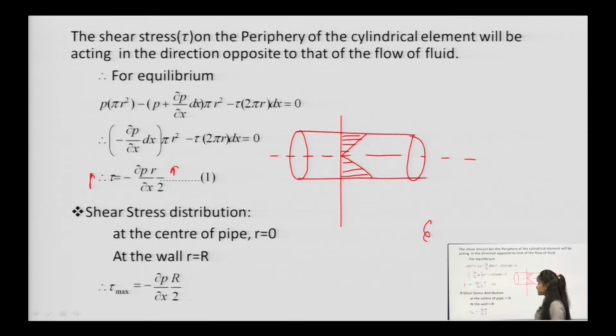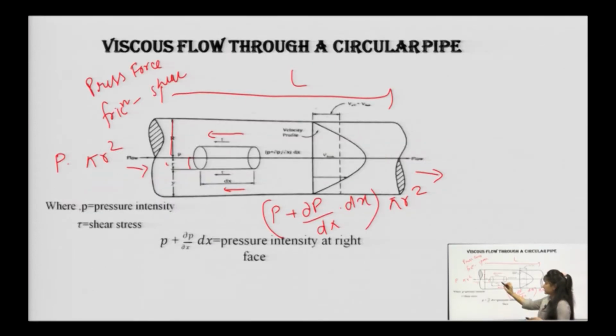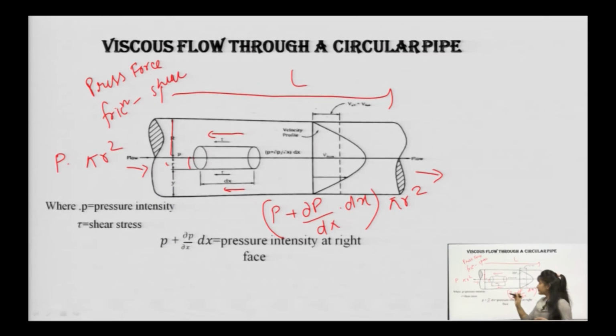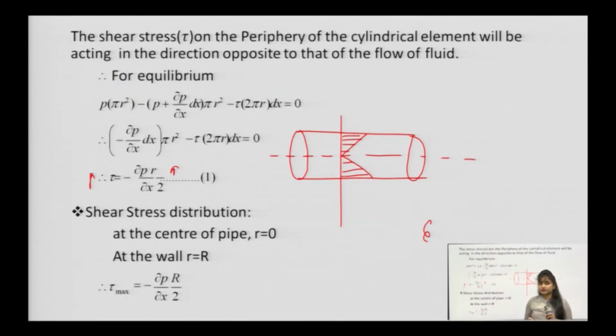Now, the question comes, we need to take the boundary conditions. For boundary conditions, you can see that at the center of the pipe small r is 0. How? Because that r is measured from the central axis of the pipe, as in the assumption. So at the center, this is the central axis of the pipe flow, and at this center r is 0, which means shear stress will be 0.